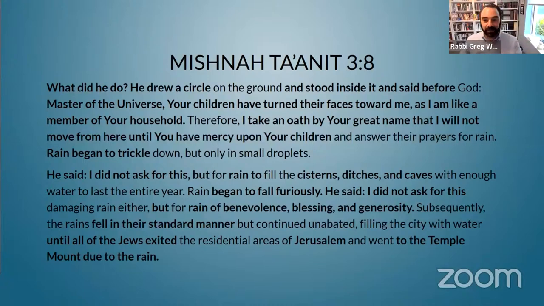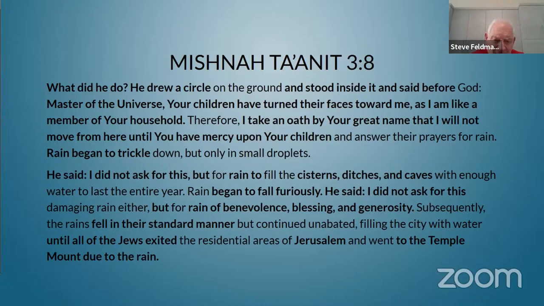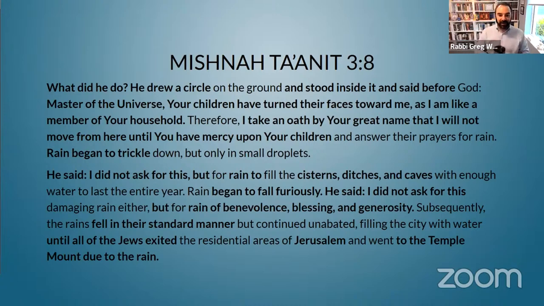And so what did the Jews have to do? Where do they have to go? The Temple Mount. Why the Temple Mount, Steve? Why did they go up there? It was the highest place. Because it was the highest place. Yeah. And everything else was flooding. So they go up to the Temple Mount because there was so much rain.